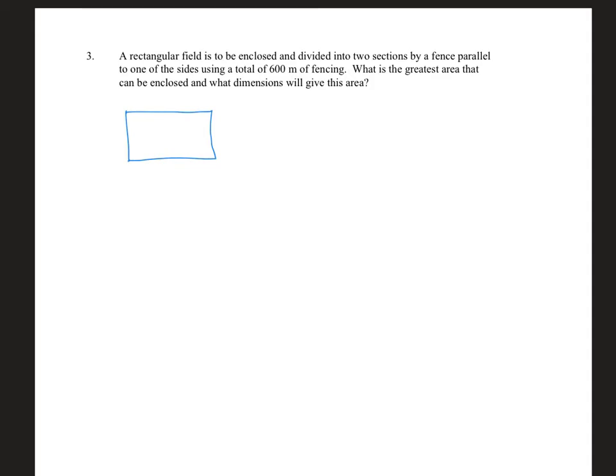It says that the field is to be enclosed and then divided into two sections by a fence parallel to one of the sides. So if I was to then divide it into two sections, sorry, I made that jump, divide that into two sections, maybe I have something like this. Now, the only reason why I did that is my guess would be that I would have a bunch of people that wouldn't have gone through and put that on, but instead would have drawn this.